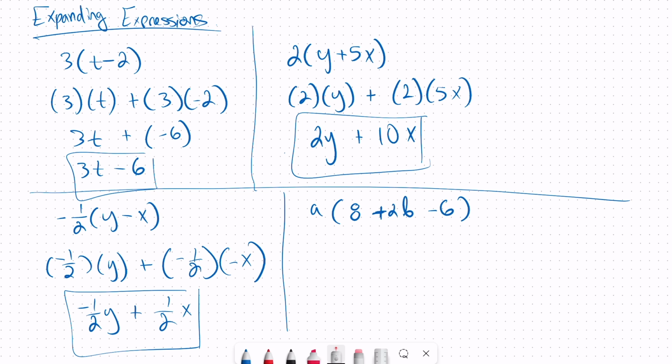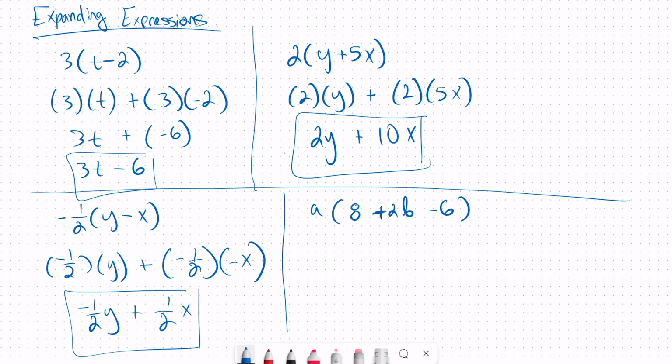Yes, we can use the distributive property here. Yes, we can multiply the a to the 8, the a to the 2b, and the a to the -6. So we have three things here we can multiply by. But sometimes it's good enough to ask yourself whether there are like terms inside the parentheses first. And in this case, there are two terms that are like terms. We have just one variable, we don't have another variable, so there isn't any like terms for the 2b. And then we have the 8 and the -6. Those are like terms because those are just numbers.